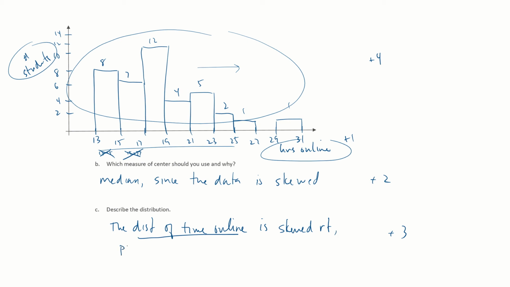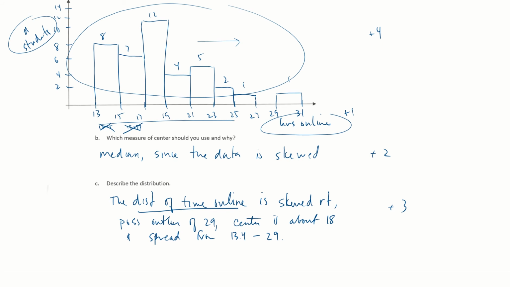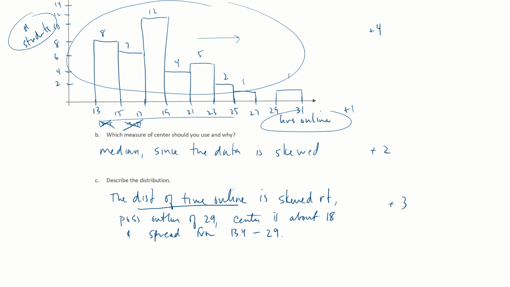Skewed right, possible outlier of 29. The center is about... and we're just looking for approximations here because we're just roughly describing it, and spread from 13.4 to 29. Okay, so I'm just looking for these. Basically, when I graded this, I looked for at least 2 of these to get full points. But if you just said skewed, you're going to miss a couple of points, right? Okay, so next page.